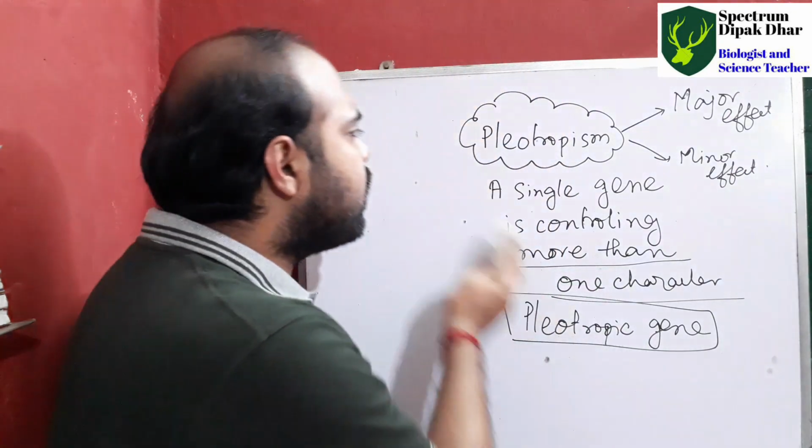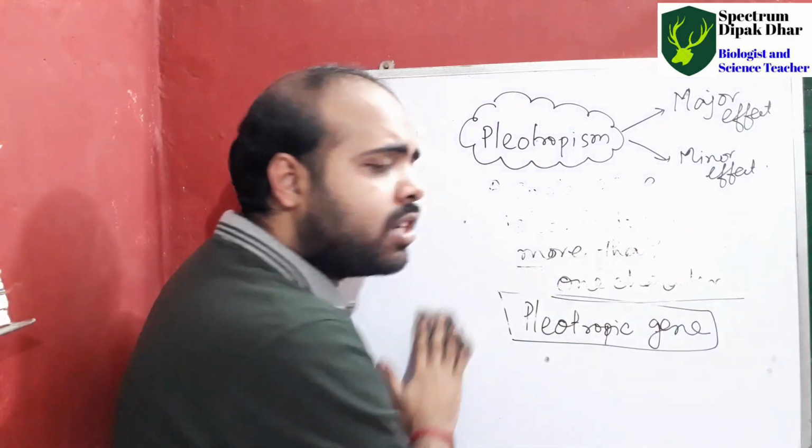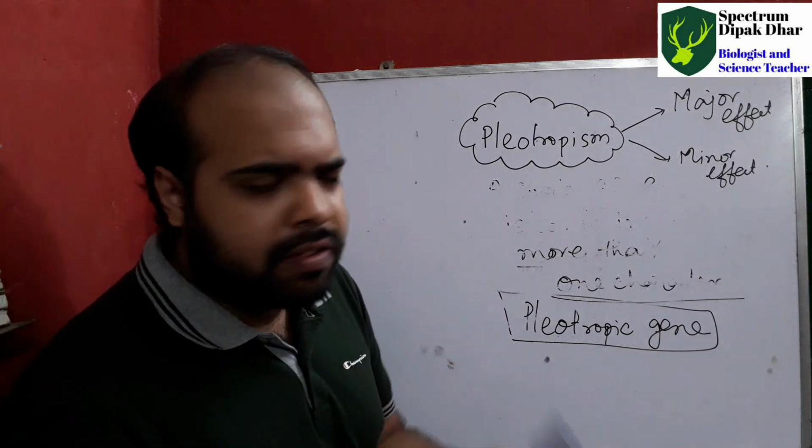So, what is happening in case of phenylketonuria? I am writing it down on the board so that you can easily understand it.